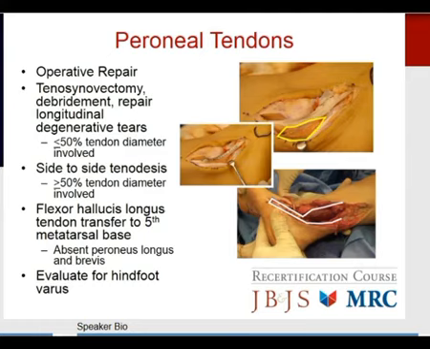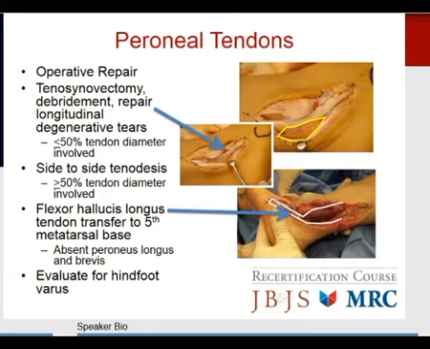If the longus is good and the brevis has a greater than 50% tear, we do a simple brevis to longus transfer. If, however, both the longus and brevis are affected and neither are working well, we instead have to find a new tendon to make up for that deficit, and we use the flexor hallucis longus tendon transferred to the fifth metatarsal base to make up for both peroneal tendons being absent or ruptured or in bad shape.